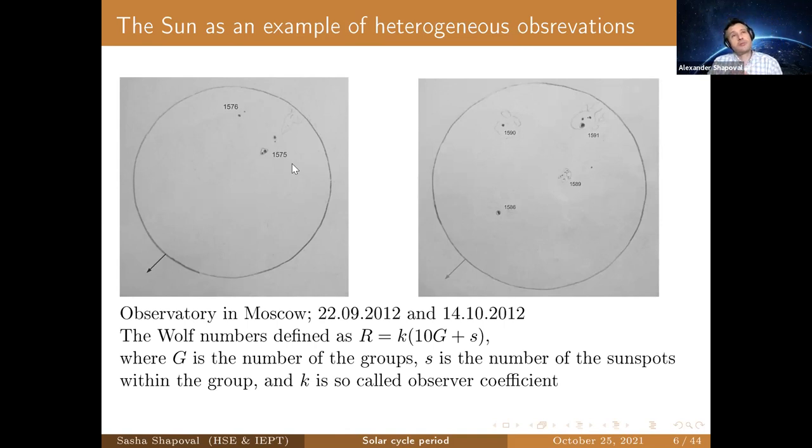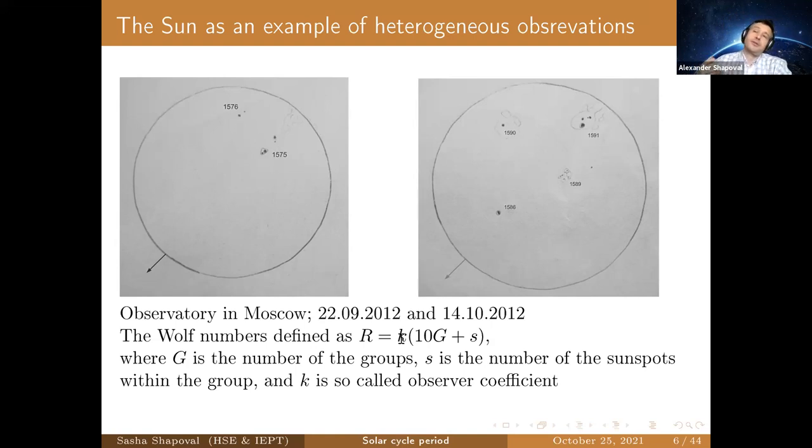And these areas, these sunspots, generate an index of solar activity, in early days called the Wolf number, after Wolf, who proposed this index. It is defined as the number of groups, 4 at the right, multiplied by 10, plus the number of sunspots, multiplied by a specific coefficient, the so-called observer coefficient. We will look at Wolf numbers as a proxy to solar activity many times during today's lecture.